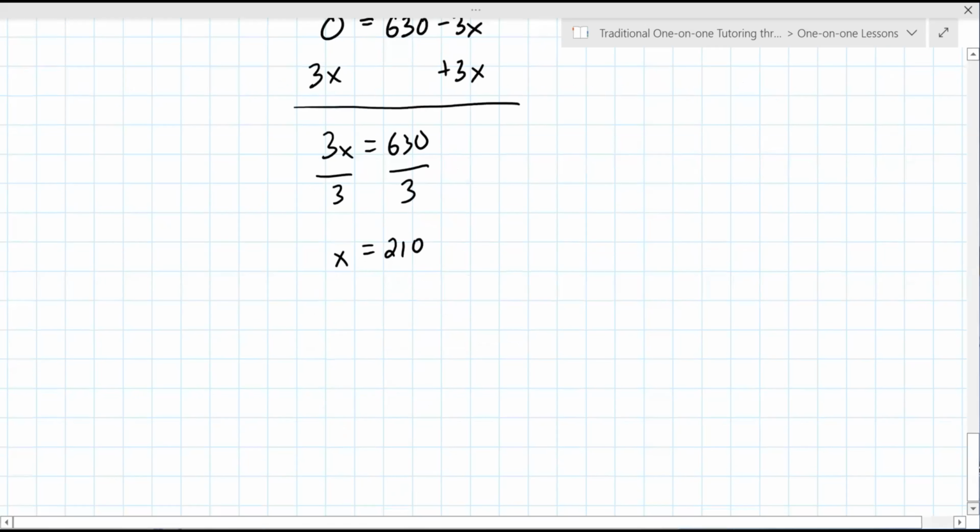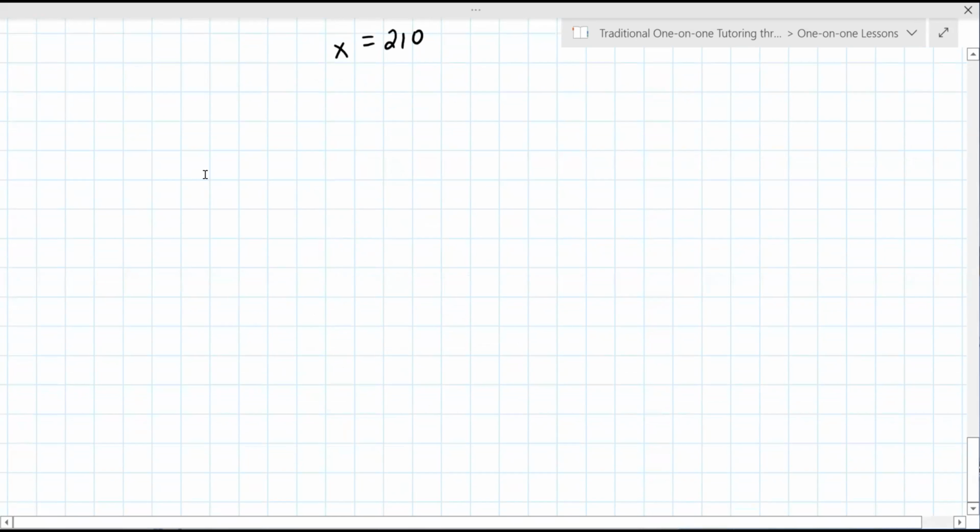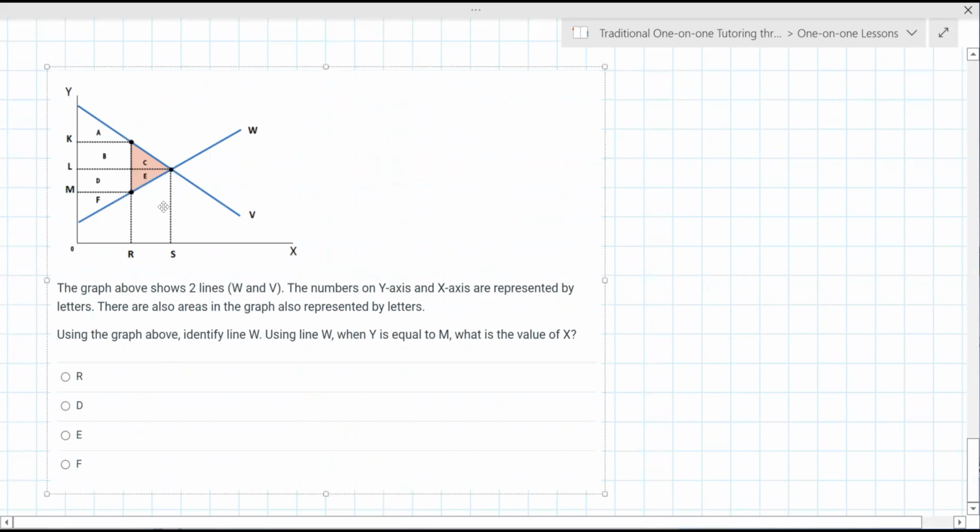All right, next question has a graph of some sort, so we'll look at that. It says the graph above shows two lines, W and V. The numbers on the y-axis and x-axis are represented by letters. There are also areas in the graph represented by letters. Okay, so far nothing new. Using the graph above, identify line W when y equals m. Our focus is just on this line right here.